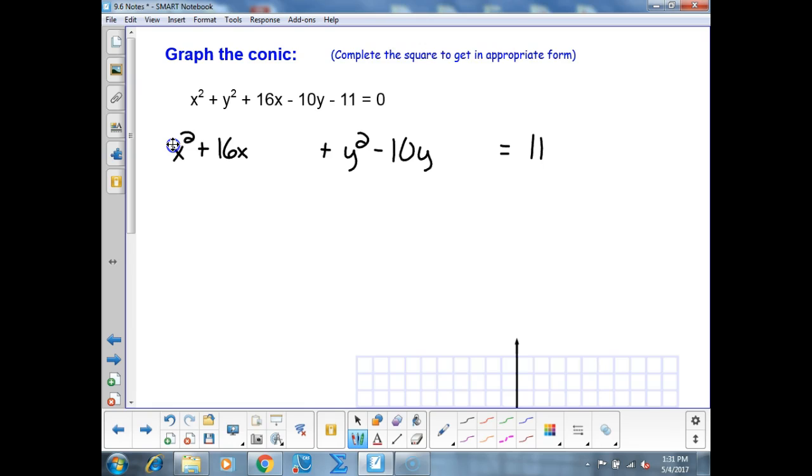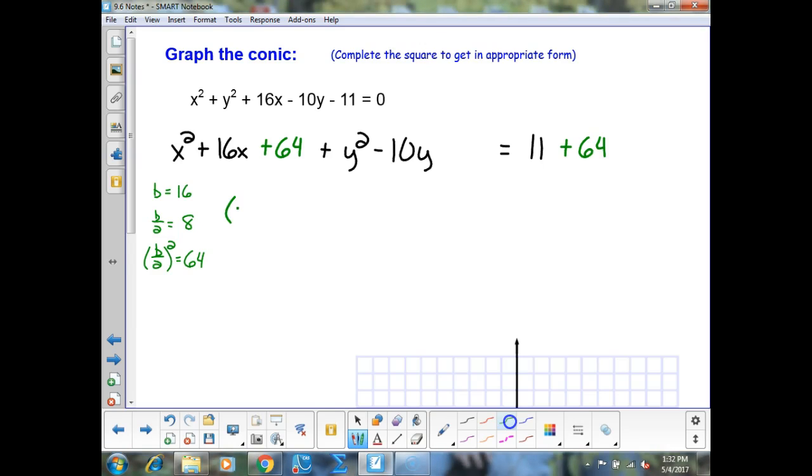Okay? Then my b over here would be 16. My b over 2 would be 8. My b over 2 squared would be 64. So I am going to add 64 there, which means I am going to add 64 there, which means this part becomes x plus 8 quantity squared.